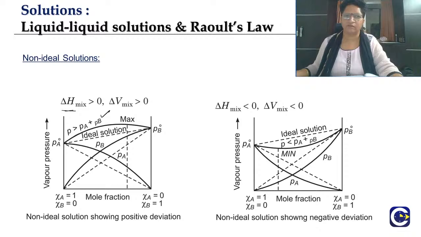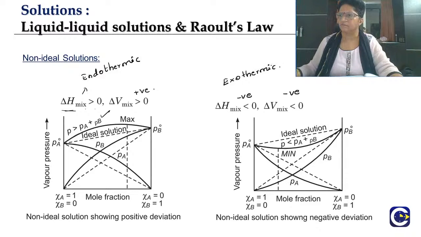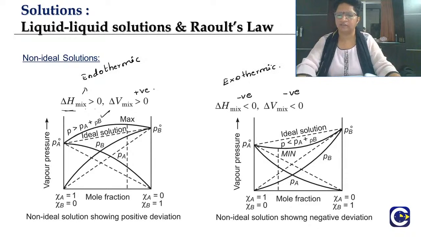In positive deviation, delta H mixture is greater than 0. Greater than 0 means endothermic. This is positive, and here it is negative. This is also negative. Negative means exothermic. Is it clear? Very easy, no confusion at all. A very basic thing.